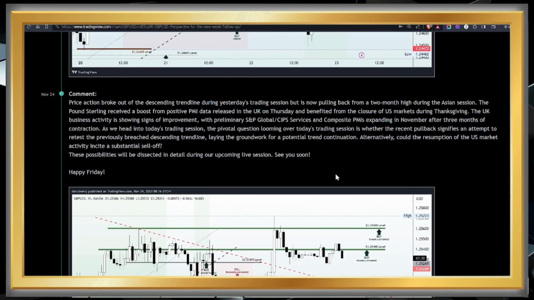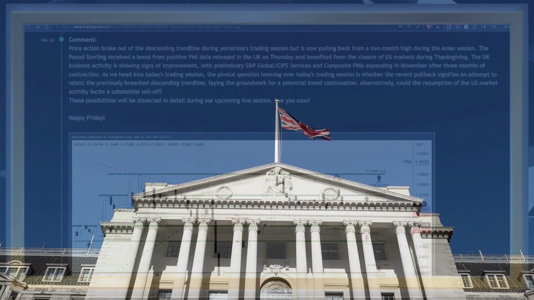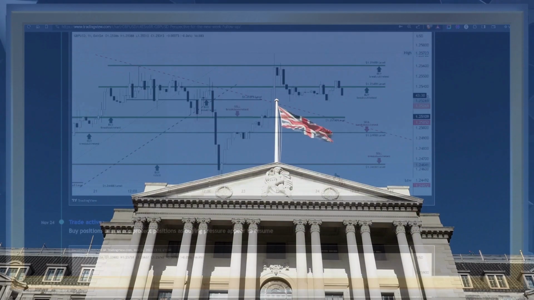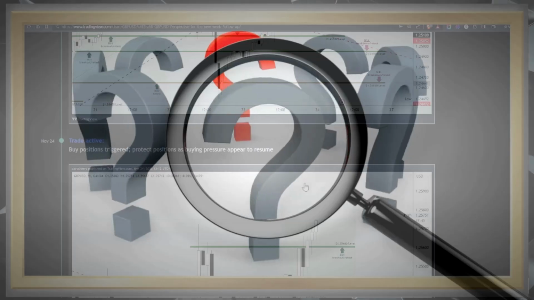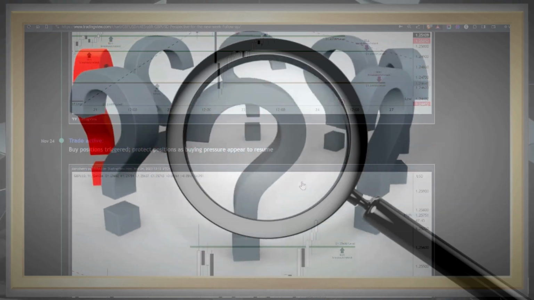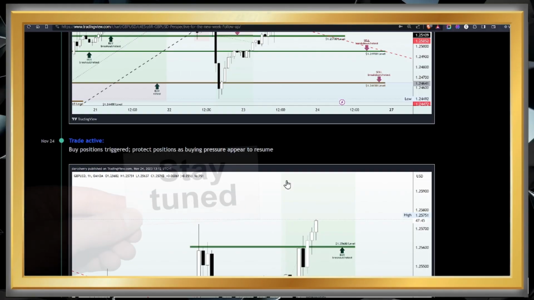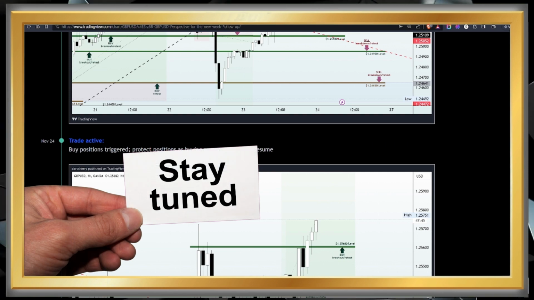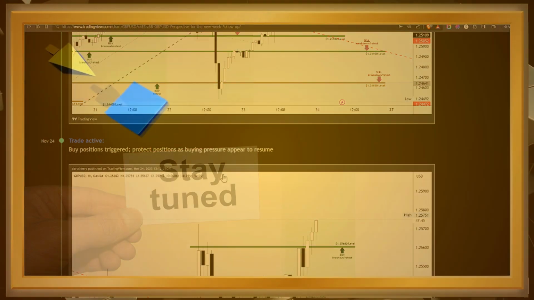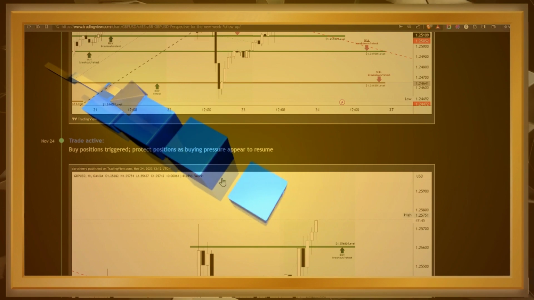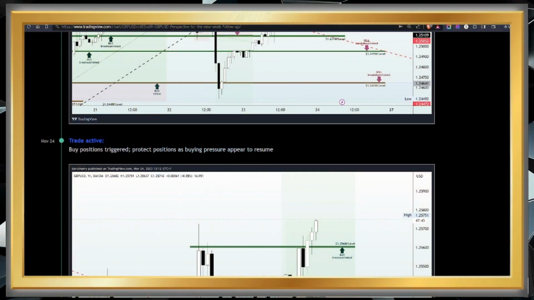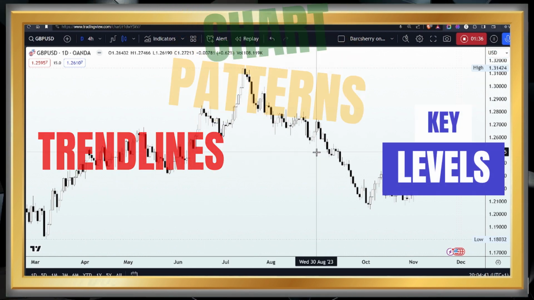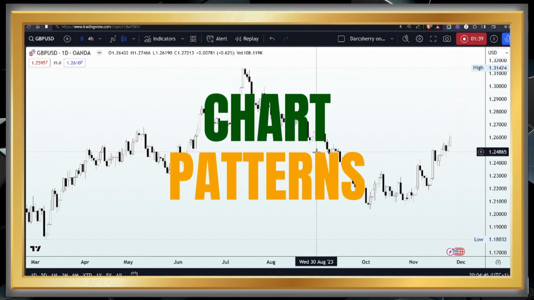As we approach the upcoming week marked by significant Bank of England representative speeches and key economic features from the United States, how do we plan to navigate the anticipation of these events? Well, stay tuned in as we unravel the potential trajectory of price action for the upcoming week, employing fundamental tools such as trend lines, key levels, and chart patterns.